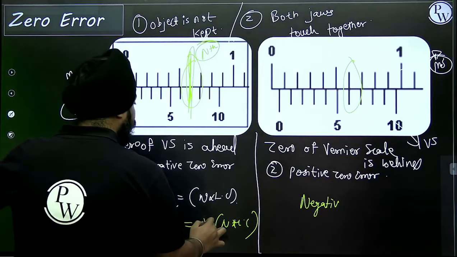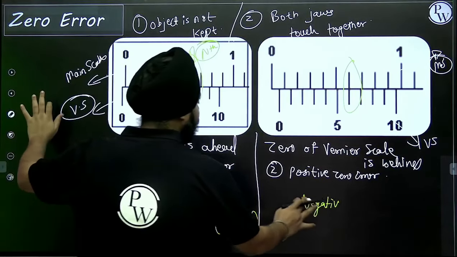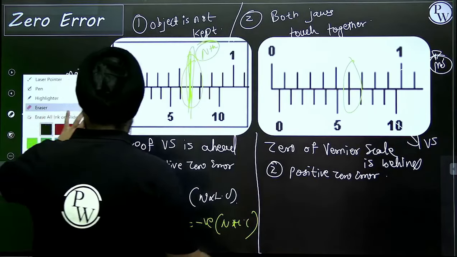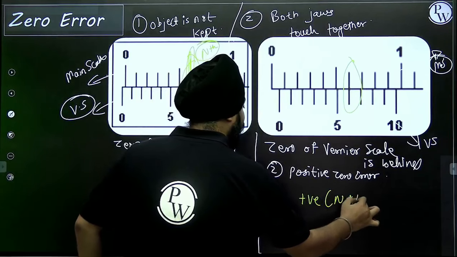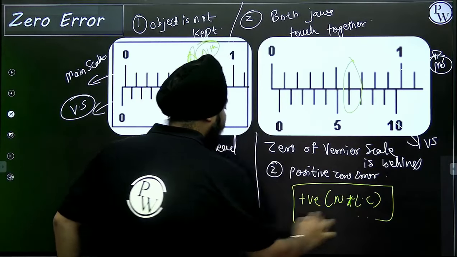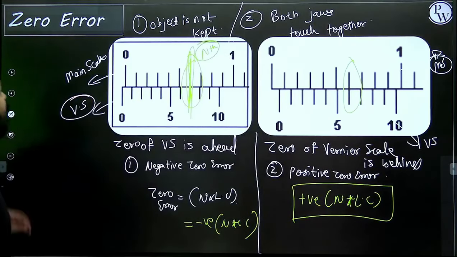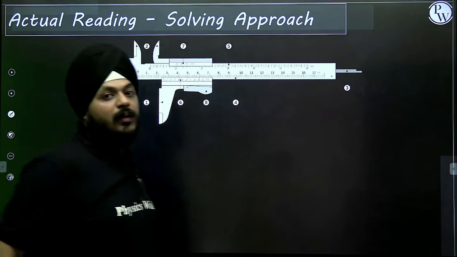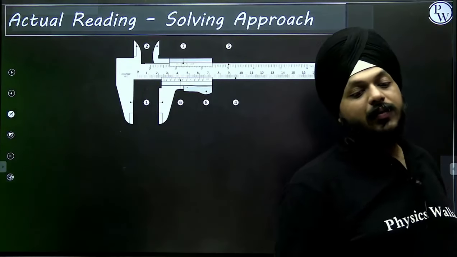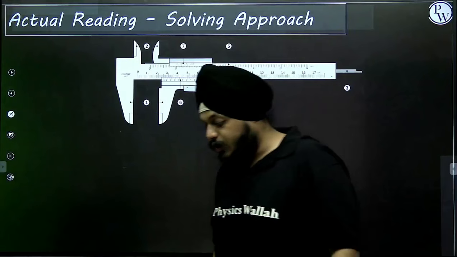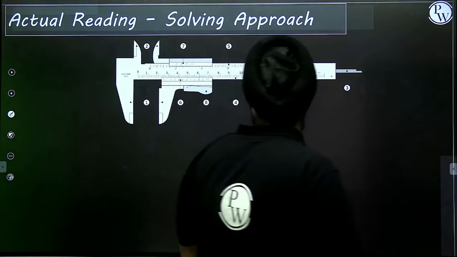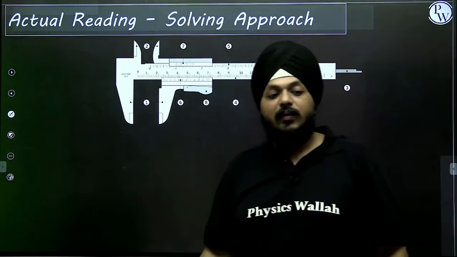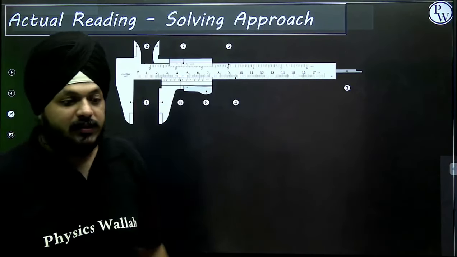This is a negative zero error, and this one is a positive zero error, so this will be positive n into the least count. What will happen to the total reading? We are going to see this. Now how can we directly solve it? Questions related to zero errors are not usually asked, but how do we see the actual reading, the question solving approach?